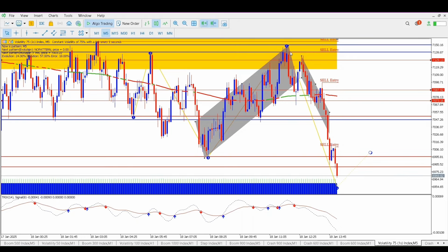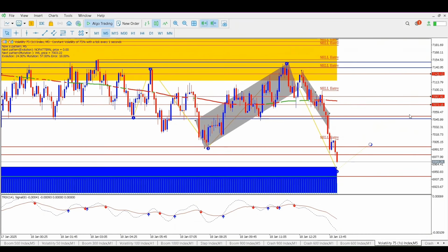So you would just enter around this area with a small lot size, but you would start to add positions as it goes down. For instance, if it gives you this sell entry, that is when you add your sell positions and you hold until it reaches the node. So in a nutshell, this is our TP based on the 5 minutes time frame.